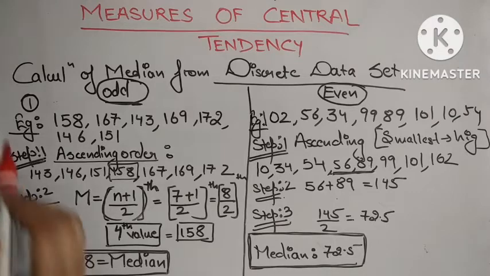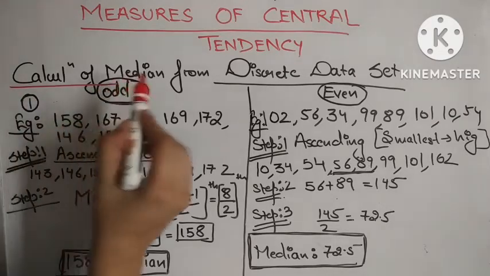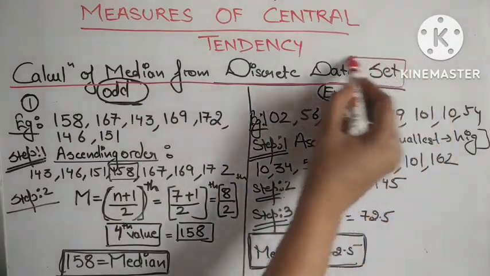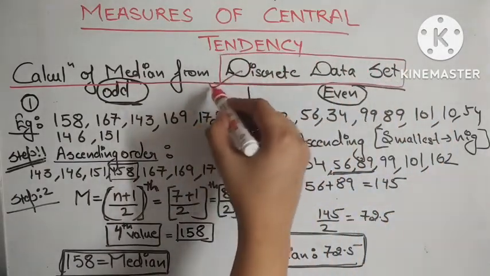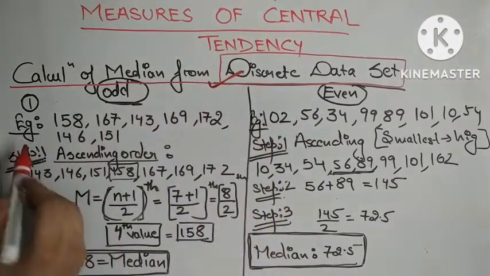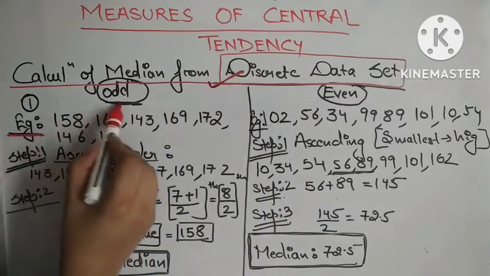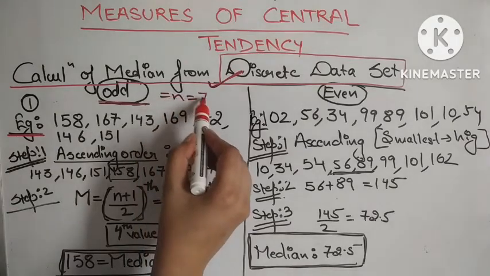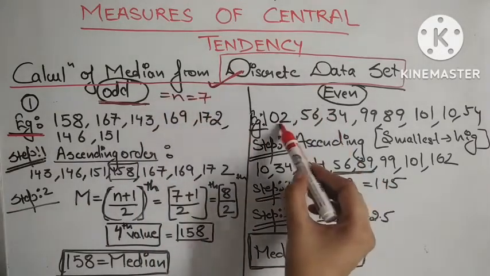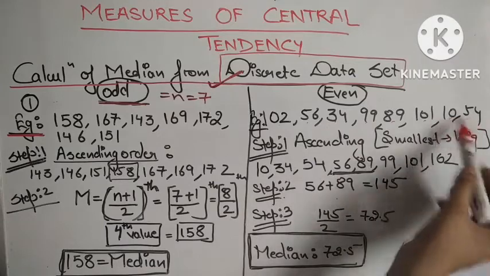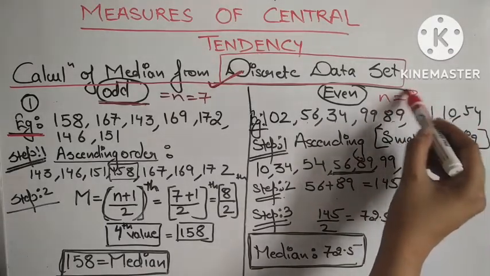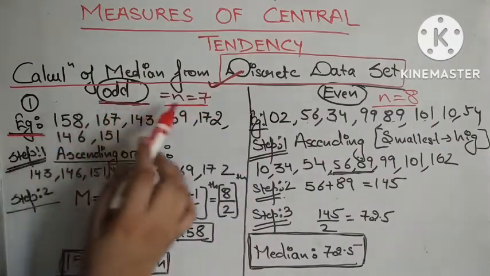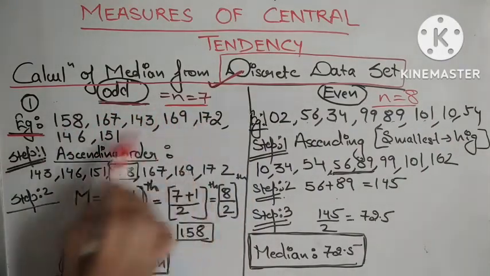I have shown you the calculation of median from a discrete data set. Example number 1, in which I have taken an odd set of numbers where n is equal to 7, and here, in the second example, n is 8. So the even set of numbers and the odd set of numbers.